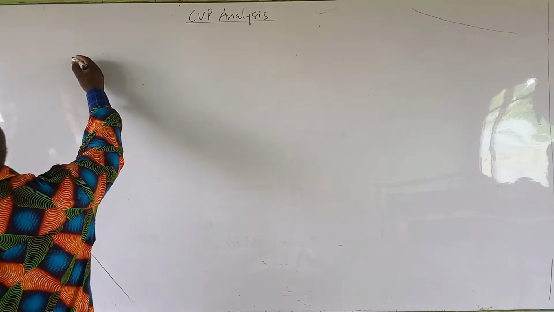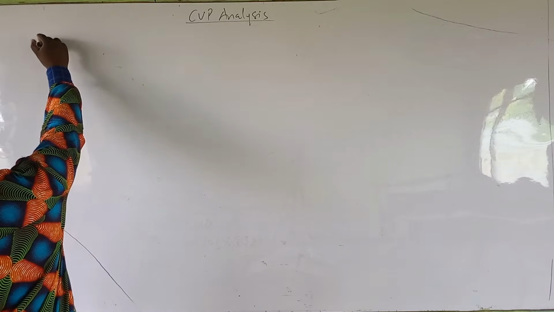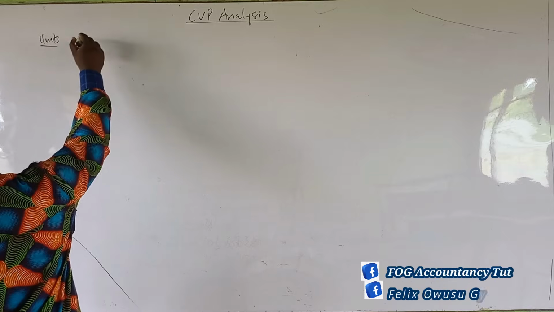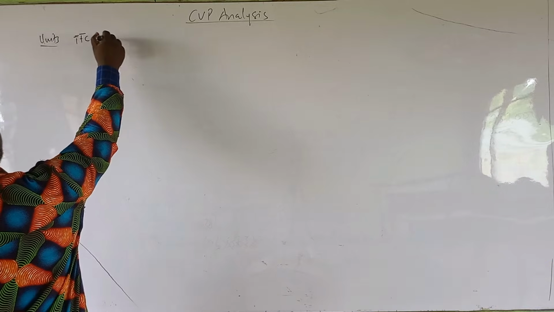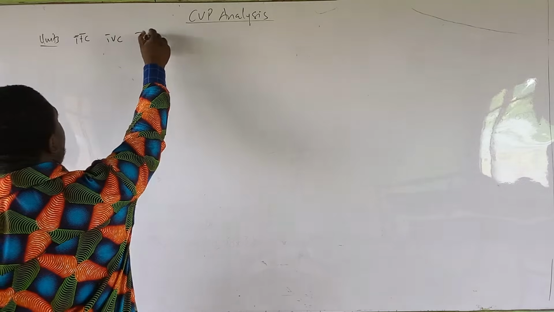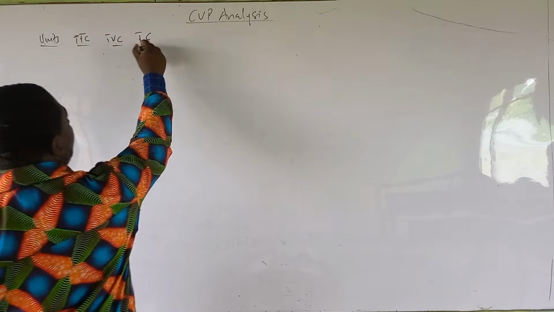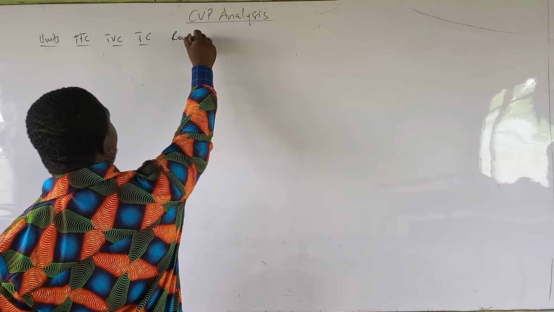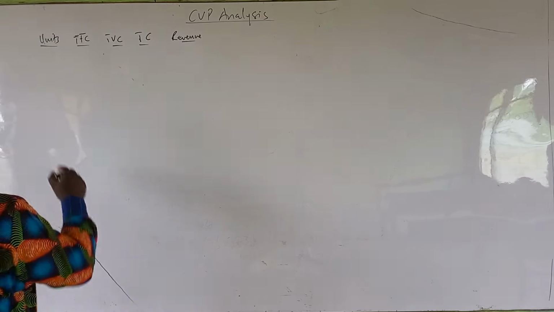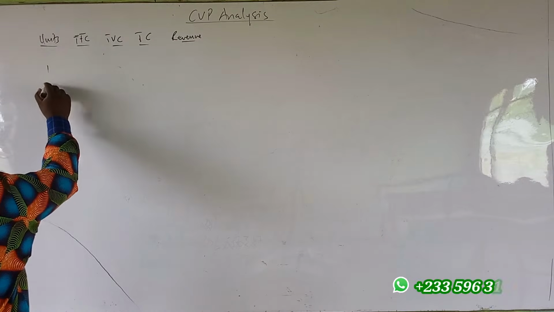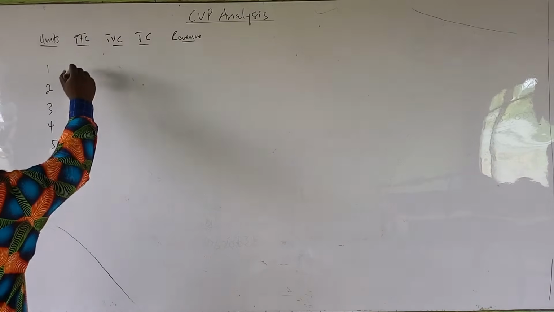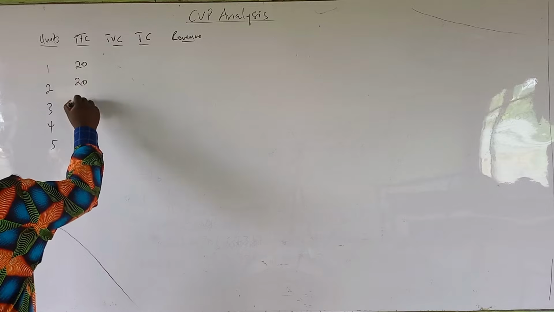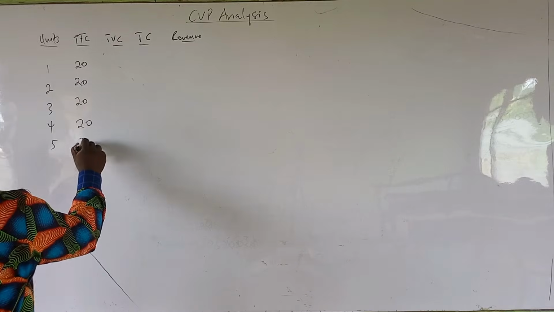Let's assume we have, let's say, units or outputs, total fixed costs, total variable cost, and then total cost. And then we have revenue or sales revenue. If you have maybe 1, 2, 3, 4, 5 units, total fixed cost is 20 throughout, 20 cedis throughout.